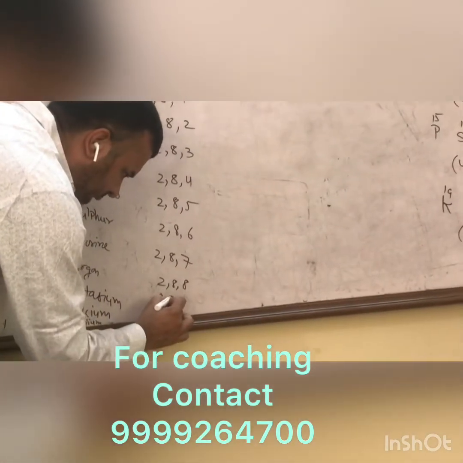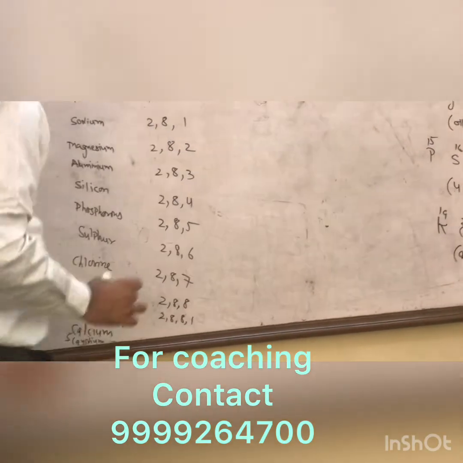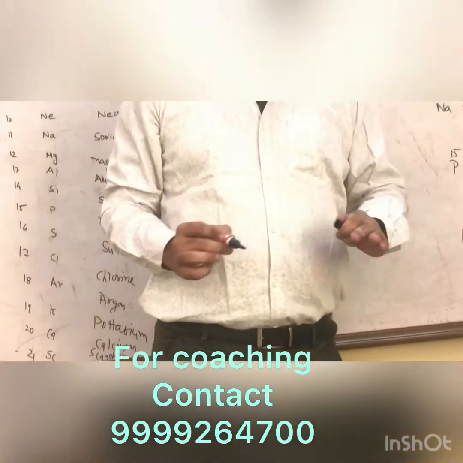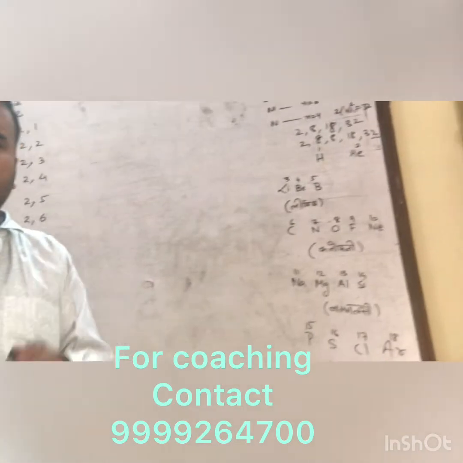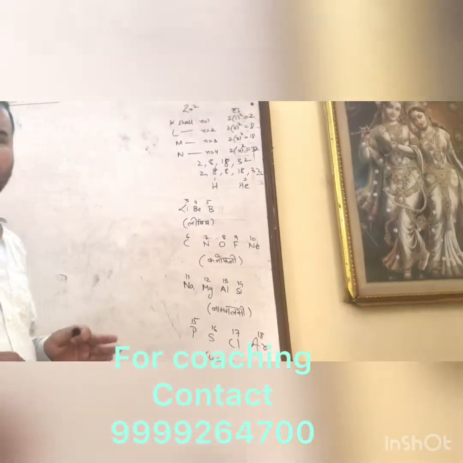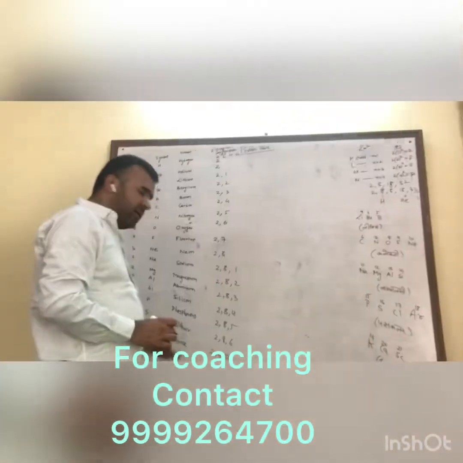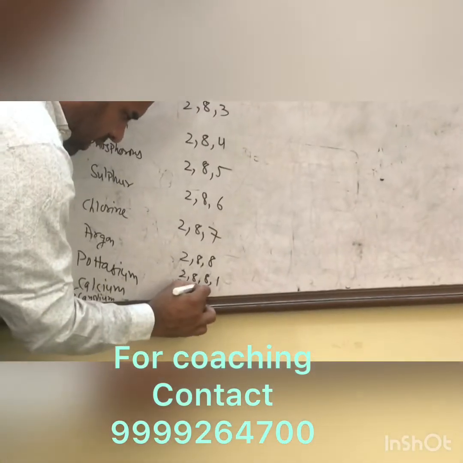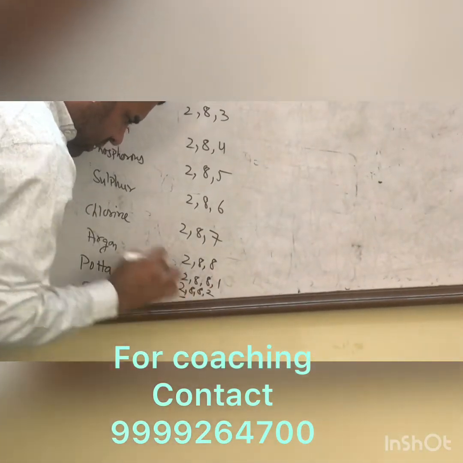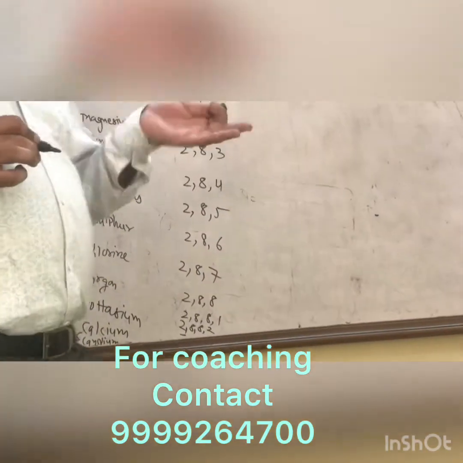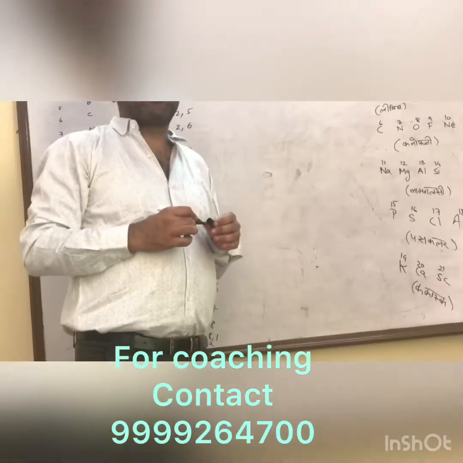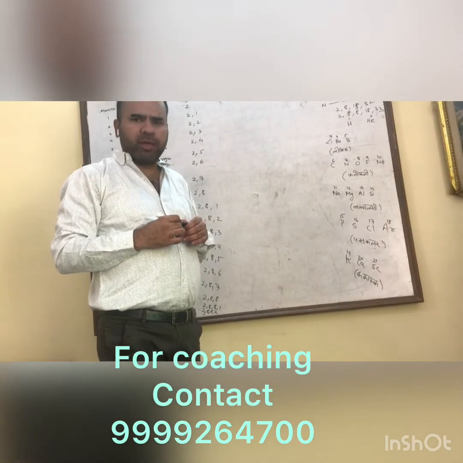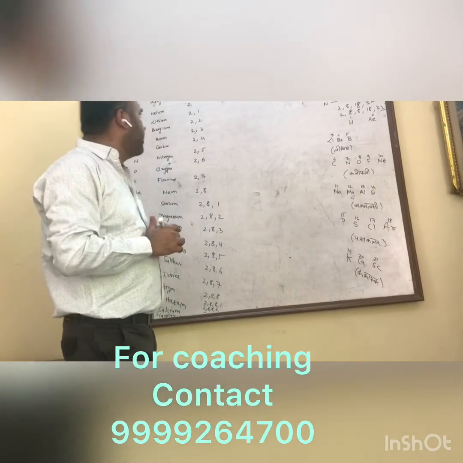Potassium 2, 8, 8, 1, because I told you the capacity of M shell of carrying electrons is 18, but only 8 will come in it. So it is not 2, 8, 9, it's 2, 8, 8, 1, right? Please focus here. Then after that calcium 2, 8, 8, 2, and for scandium I won't tell you because it belongs to group number 3. Okay, that you will study later on, right?